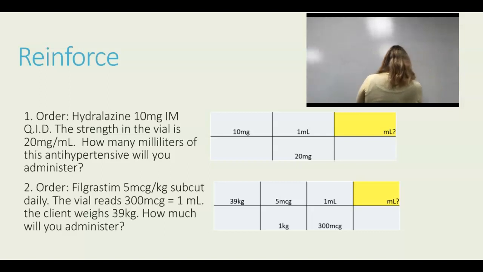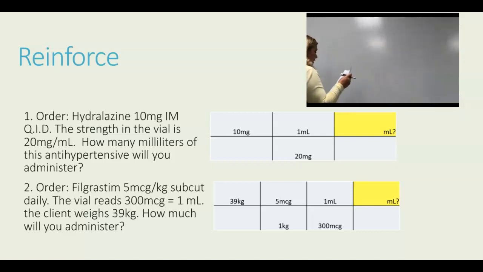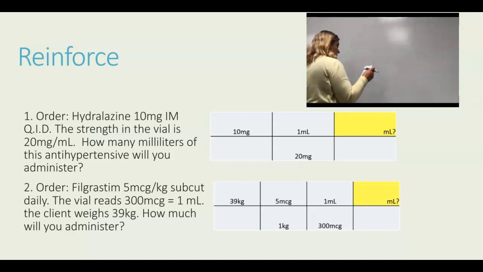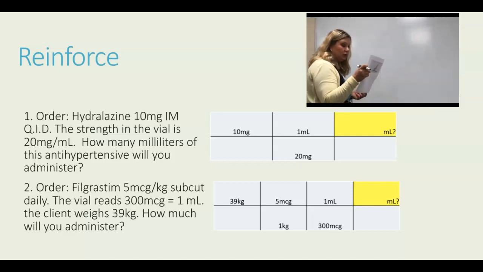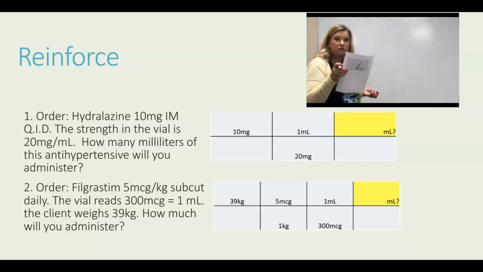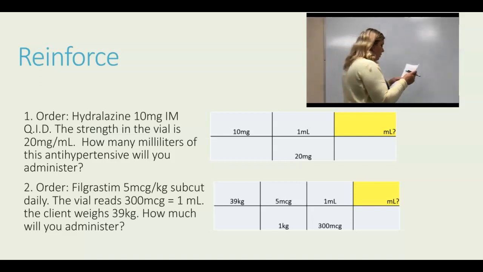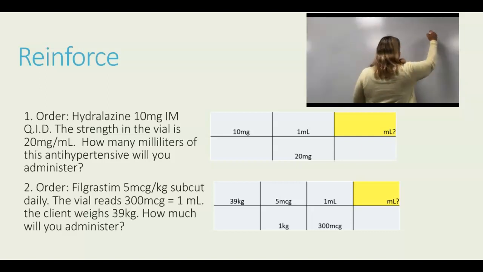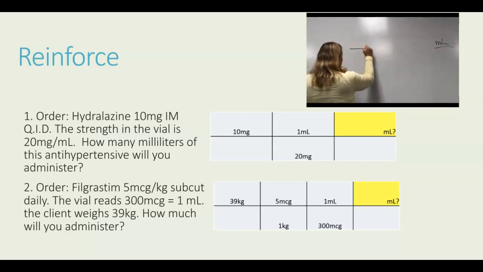All right, the order is for Christian. You got 5 micrograms per kilo subcutaneous daily. The vial reads 300 micrograms per 1 mil. The client weighs 39 kilograms. So how much will we administer? So we need to figure out our dose for our weight. Okay, so we have to add that in there as well. But we're ultimately just going to end up with milliliters. We need milliliters on top by itself. So let's build our problem.